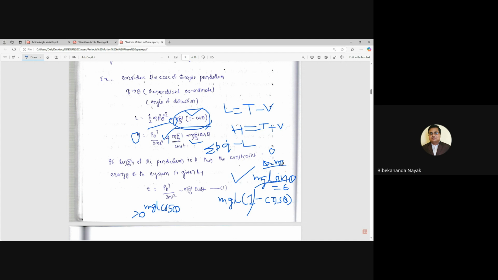Suppose theta is plus pi or minus pi. Cos of x is equal to cos of minus x, so it is the same for cos pi or minus pi. Cos 0 is 1. Cos pi is 1 or minus 1? It is minus 1. So the value is minus mgl, less than 0. So it is an unstable equilibrium point.